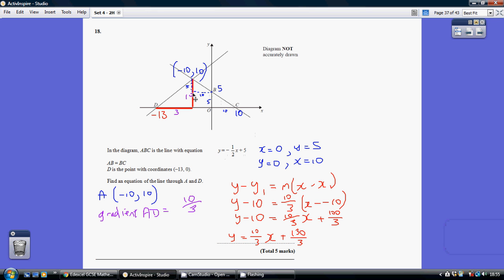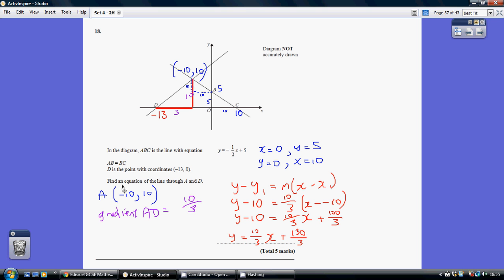So 10 to the left is going to take me to minus 10 for the x coordinate. It's another 5 up. Well, B's already 5 up, so that's going to take me to a y coordinate of plus 10. So basically, the first thing I need to establish is that the coordinate for A is (-10, 10).